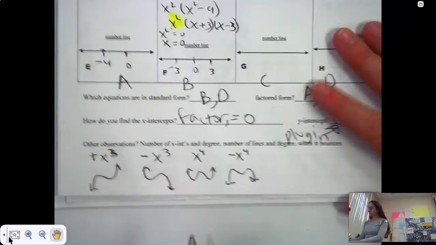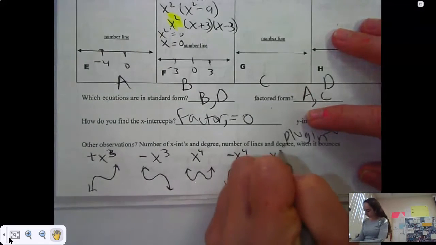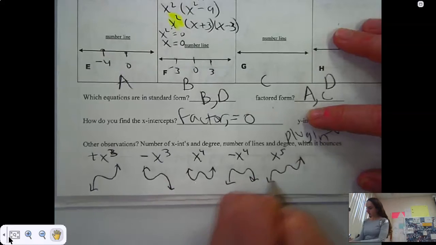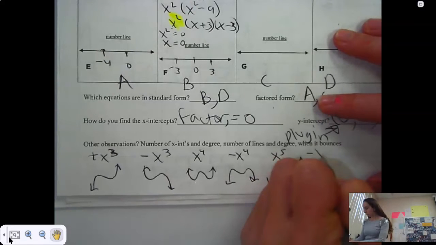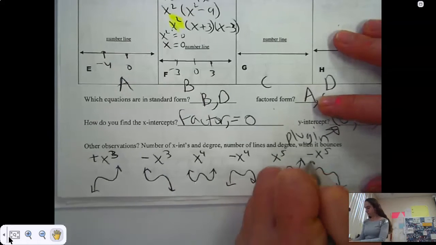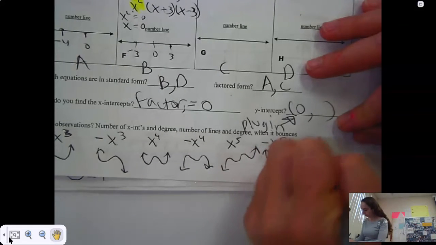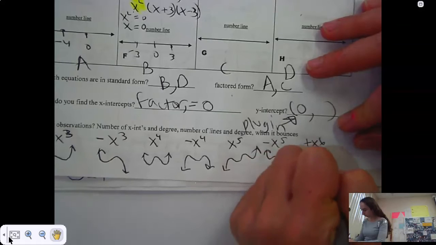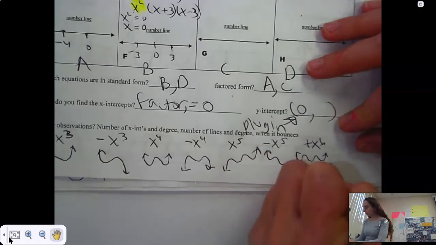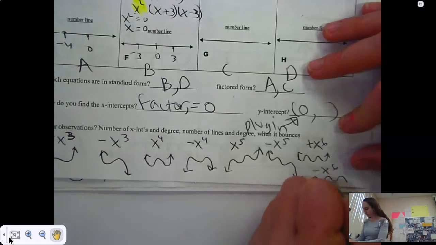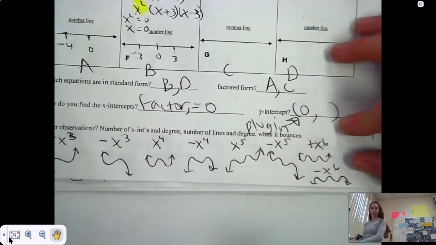If it's a positive x to the fifth, it goes 1, 2, 3, 4, 5. If it's a negative x to the fifth, it's 1, 2, 3, 4, 5. If it's positive, and I'm just faking it, right? X to the sixth, 1, 2, 3, 4, 5, 6. And if it's negative x to the sixth, it's 1, 2, 3, 4, 5. Wait, 1, 2, 3, 4, 5, 6. Okay? Kind of be aware of that.